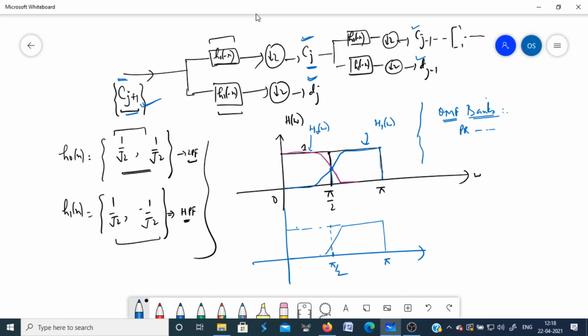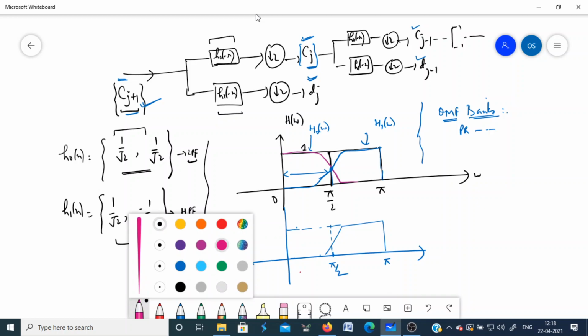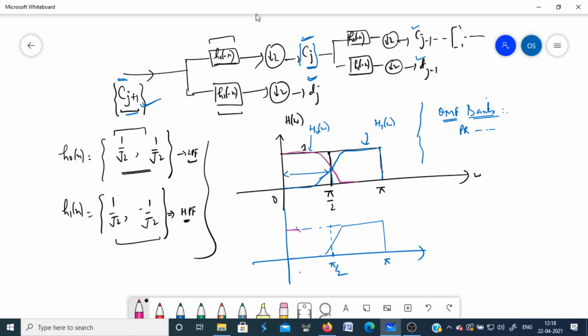This is pi. Now this low pass spectrum, which is basically for Cj, is again decomposed into low and high frequencies. Okay, so it will be further decomposed into two parts. So you will have one low frequency component and another high frequency component. Now this frequency will be pi by 4.